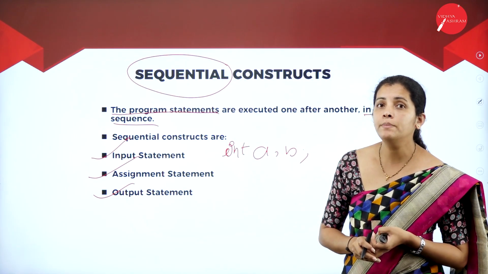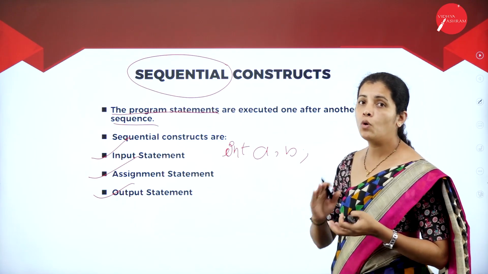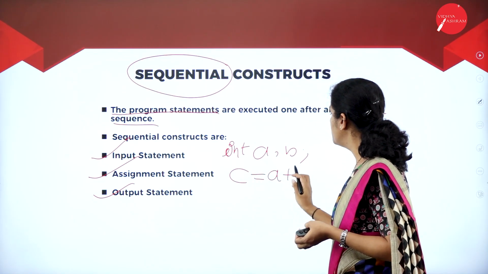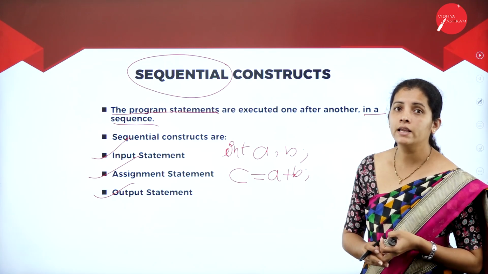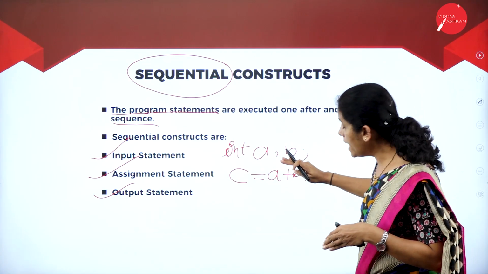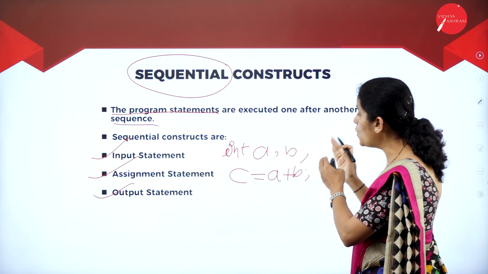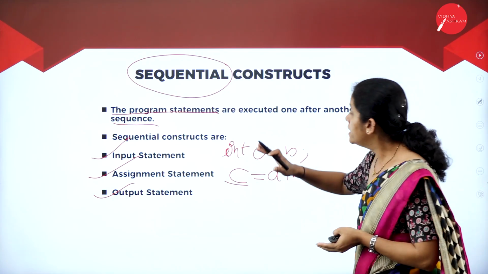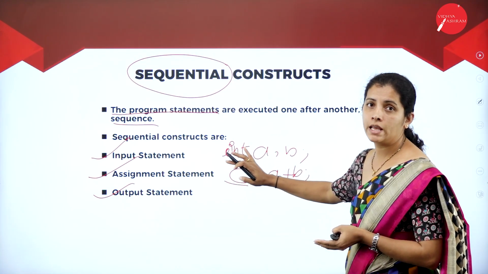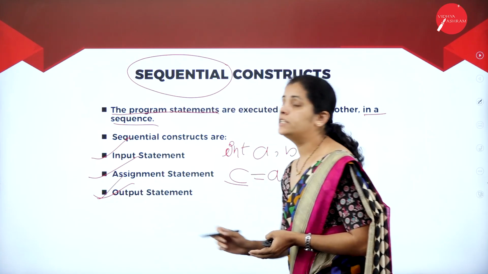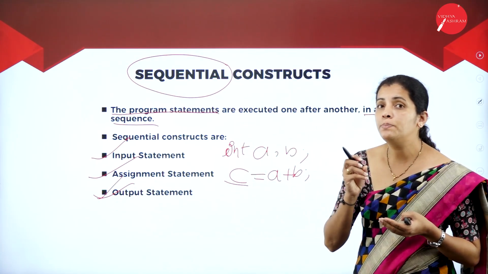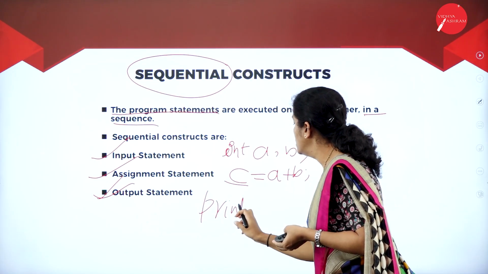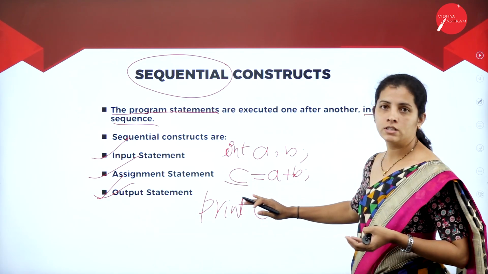Then for the assignment statement, what am I going to have? That is C equal to A plus B. That means after adding A and B, whatever value I get, I'm going to store that into C. So what is C here? Here C is nothing but the variable. Then the output statement, that means I'm going to display the output, that is print C. This is the output statement.